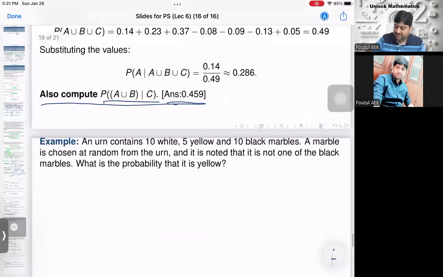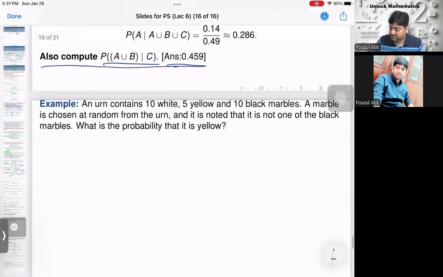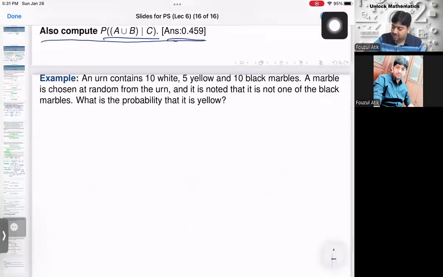Okay, I have the last example, which is very interesting. An urn contains 10 white, 5 yellow, and 10 black marbles. A marble is chosen at random from the urn, and it is noted that it is not one of the black marbles. Then what is the probability that it is yellow?